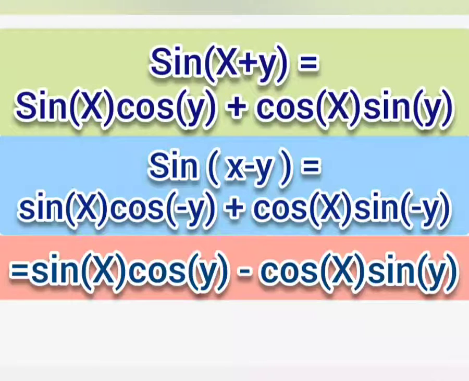Now replace y by minus y, we get sin(x - y) is equal to sin x cos y minus cos x sin y. That proves the fourth result.